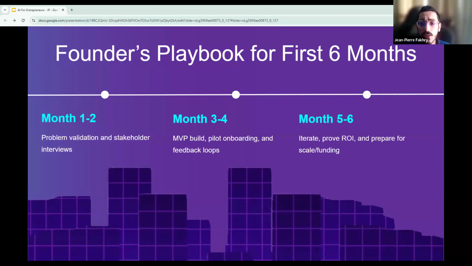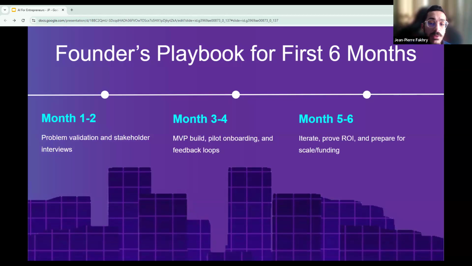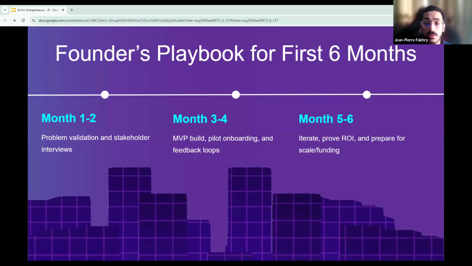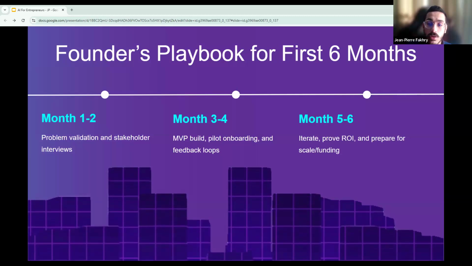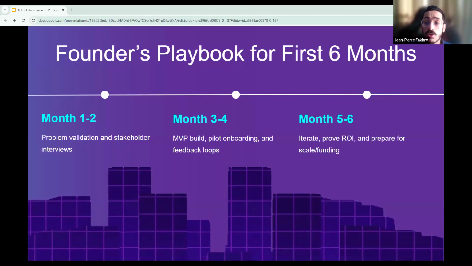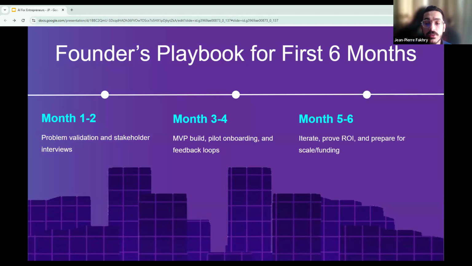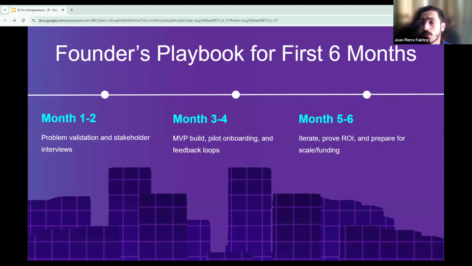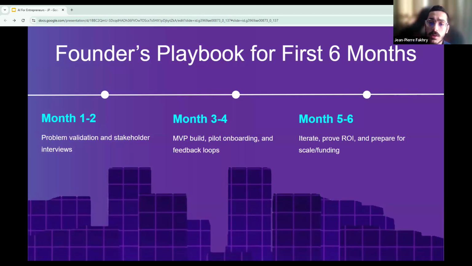And the last 2 months are about proof and preparation. You need to improve reliability based on the pilot feedback. You need to document your ROI story with real numbers and focus on testimonials and all of that. If the results are there, you are now fundable at the pre-seed or seed level. If not, you have learned faster and cheaper than if you had built for a year first. All right, so this is the first 6-month playbook for a founder.